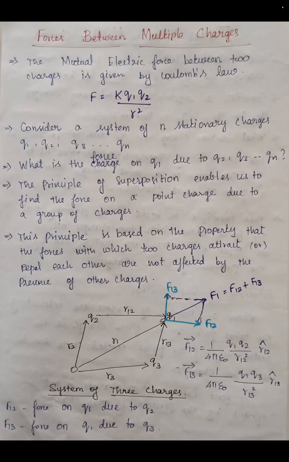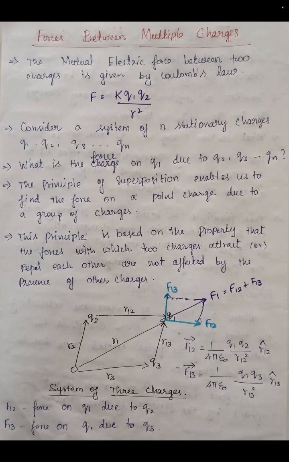Coulomb's law tells the attractive or repulsive force between two stationary point charges, that is F is equal to k q1 q2 by r square. This is for only two stationary point charges. If there are n number of charges, what is the force on the charge q1 due to the presence of q2, q3 up to n charges? How can we calculate that? We can calculate that by using the superposition principle.